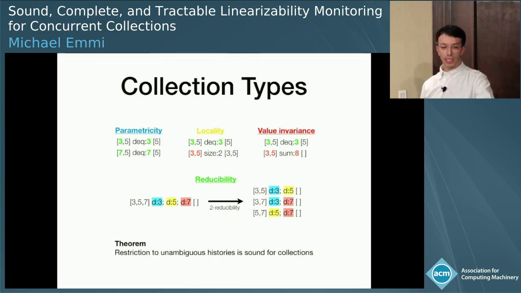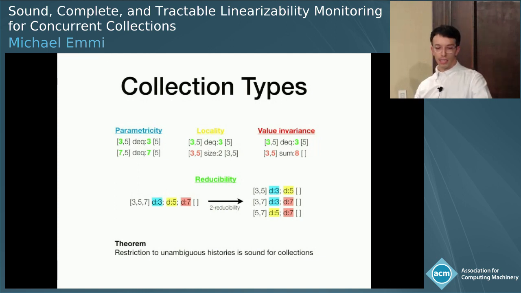On the other hand, an operation like size 2 wouldn't be local. Intuitively, to compute the size, I have to look at both elements in the queue, 3 and 5, and return the value 2. This is not local because neither the value 3 nor the value 5 appears in the signature, in the label of this operation.